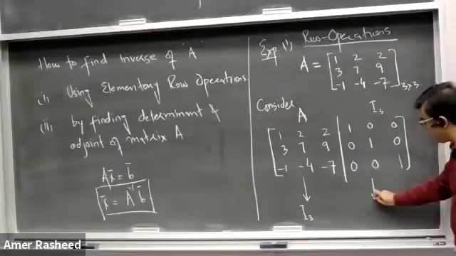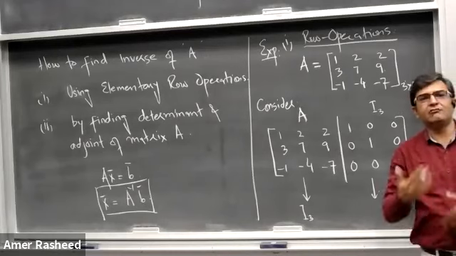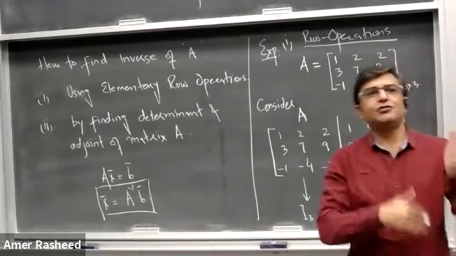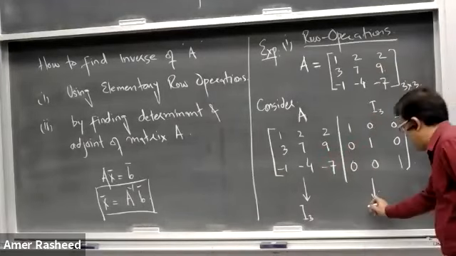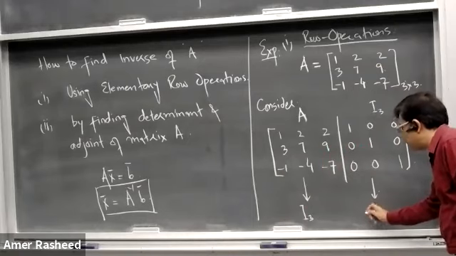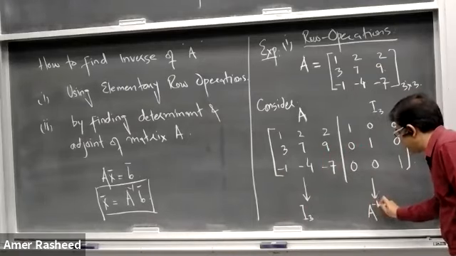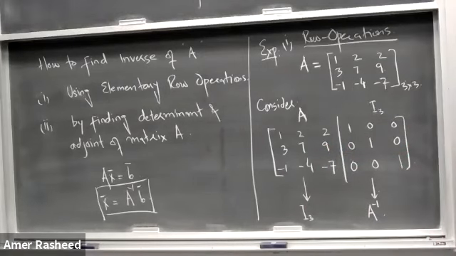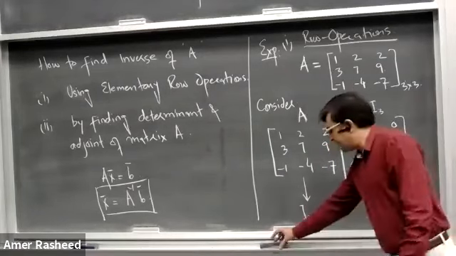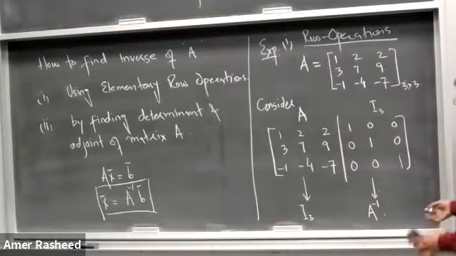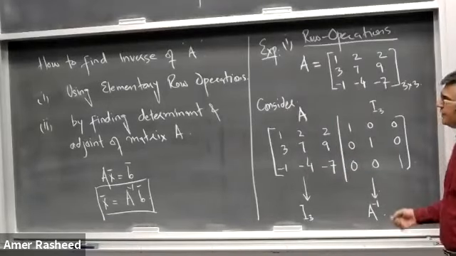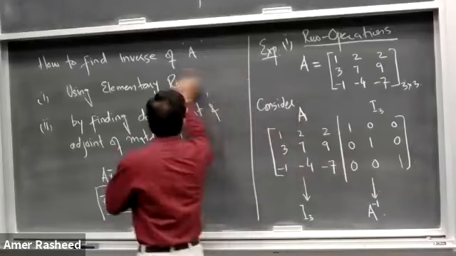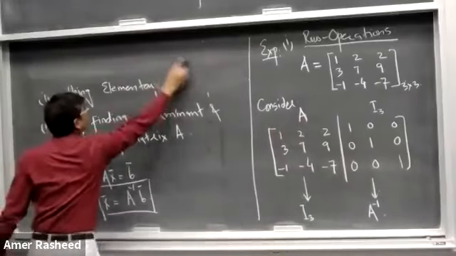Then this matrix will be converted from I3 to some other matrix, and that matrix will be the inverse of this A matrix. Okay, I hope you get it. Now let's do it properly. Let's apply elementary row operations on it and then get the inverse of A.